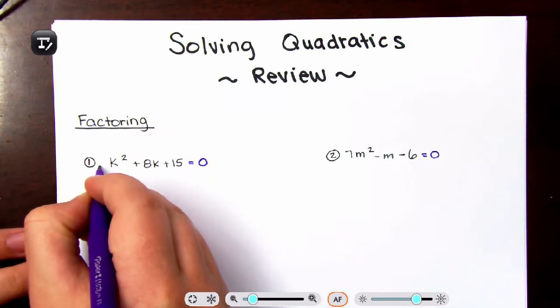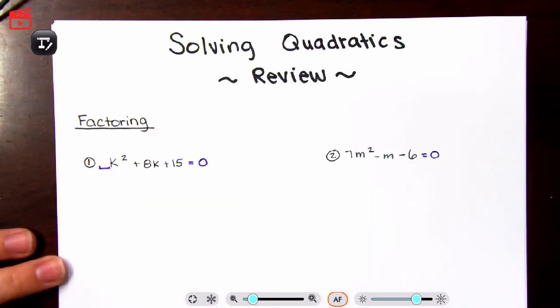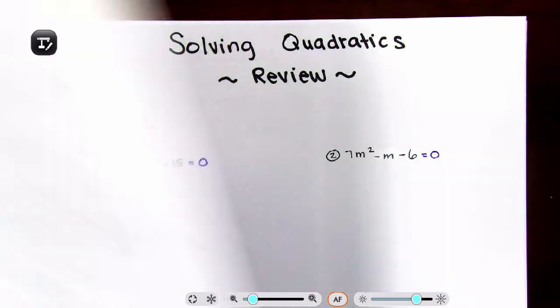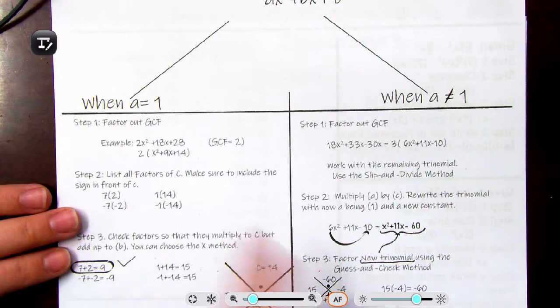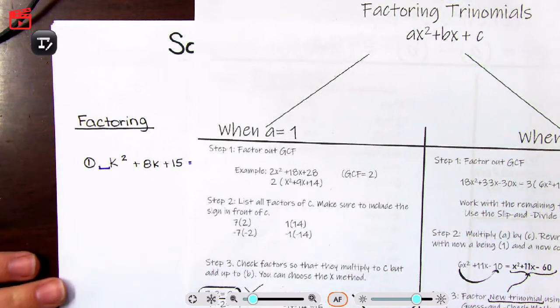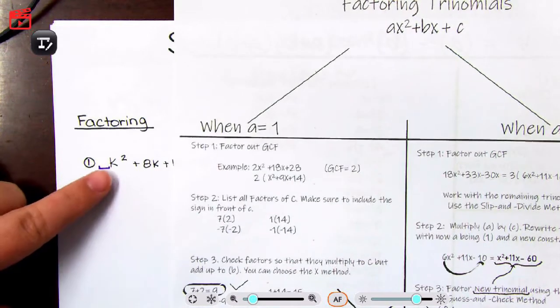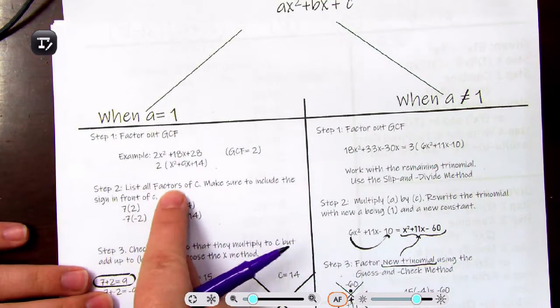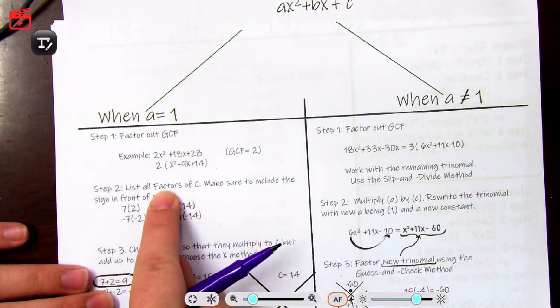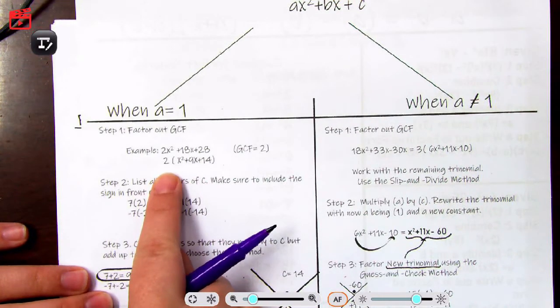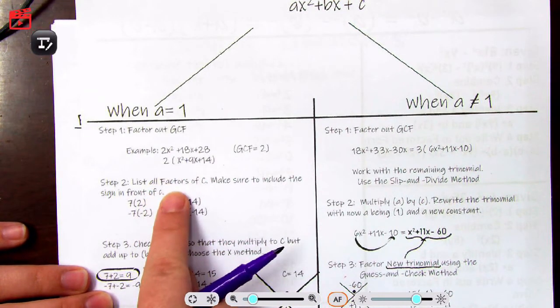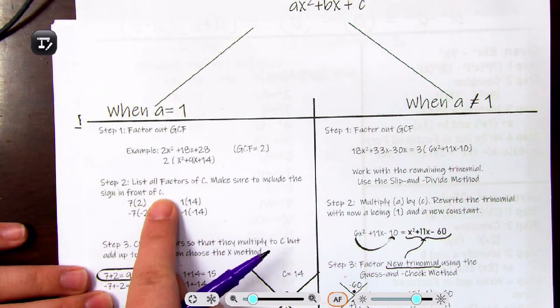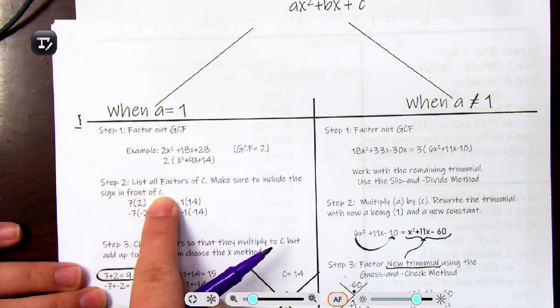Is your A value 1 or is your A value not 1? If you're in my class, we have this graphic organizer here. If A is 1, and in this case it is, there is no number next to our leading term. So our leading coefficient is 1. Then we have the guess and check method. We're going to look for a GCF if there is one, and then we're going to make sure to include the front side of C and list the factors of C.